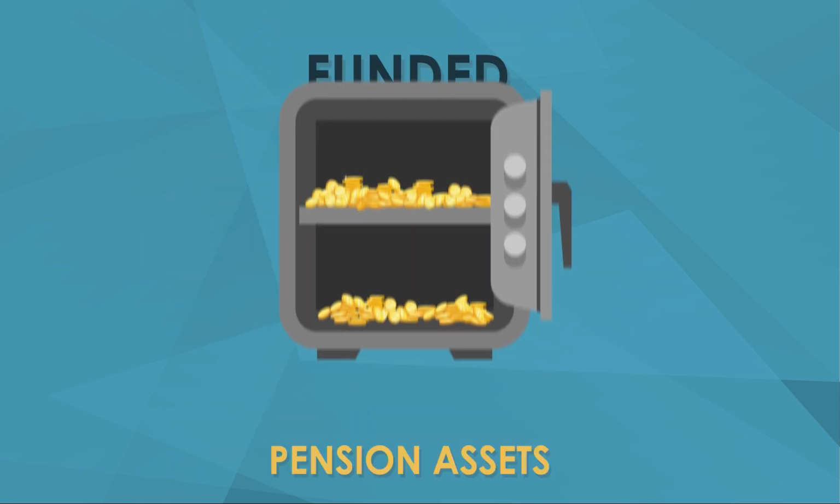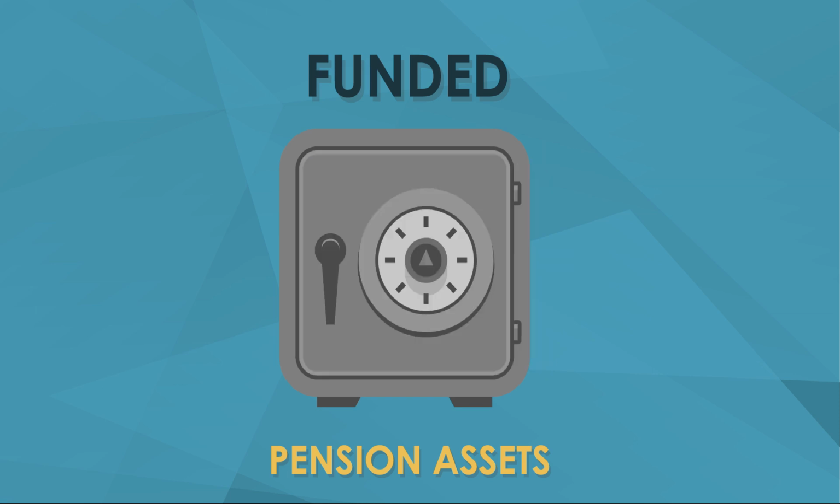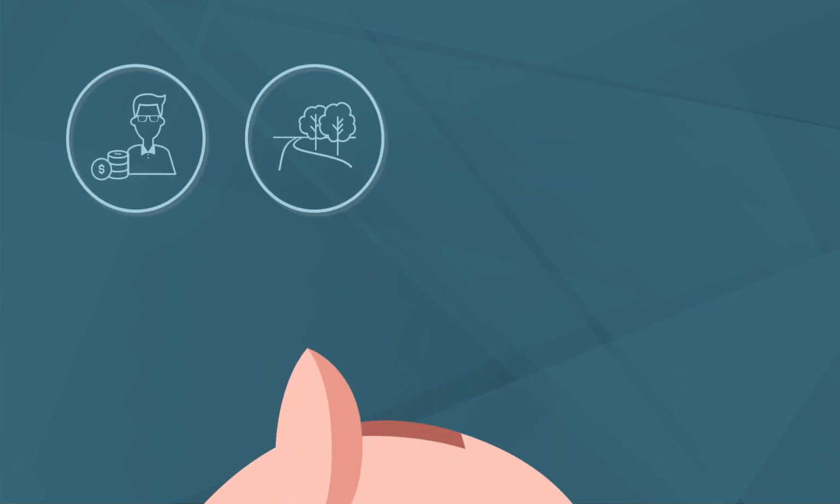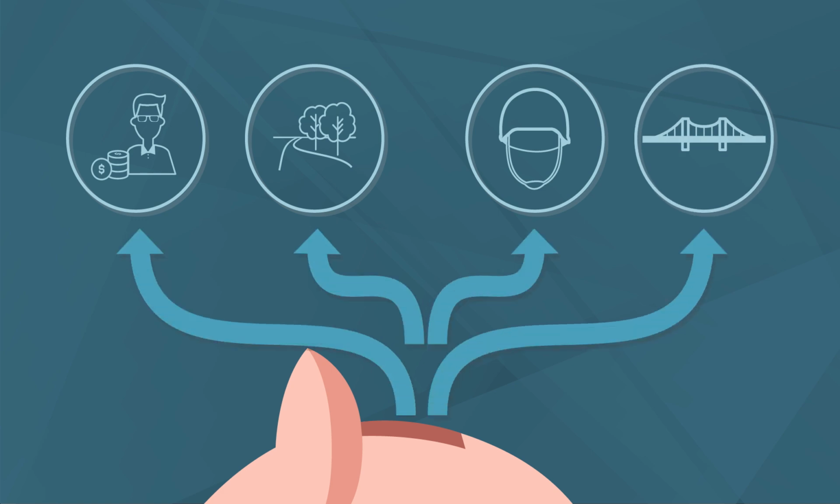In a funded pension plan, pension assets are set aside primarily to pay the retirement benefits. This is the type of plan current federal government workers most commonly contribute to. In an unfunded pension plan, the contributions are deposited in the government's bank account, which is used to pay for retirement benefits as well as many other things. With unfunded pension plans, the government closely monitors its cash flows to ensure retirees receive their retirement benefits.